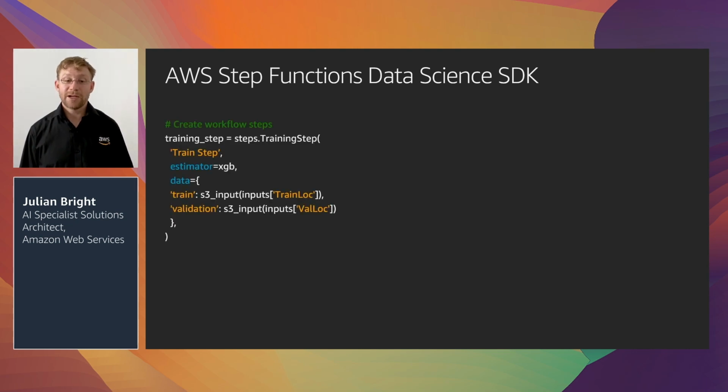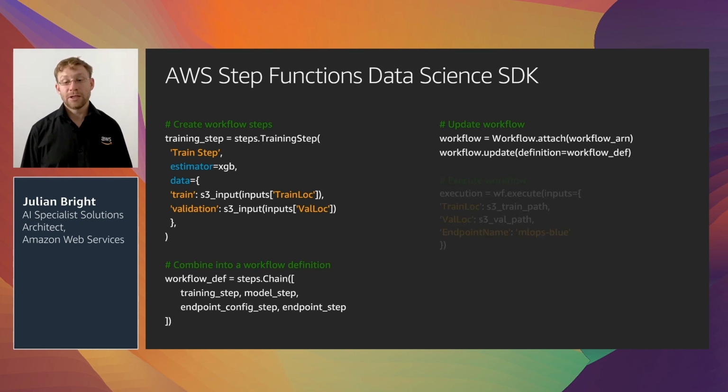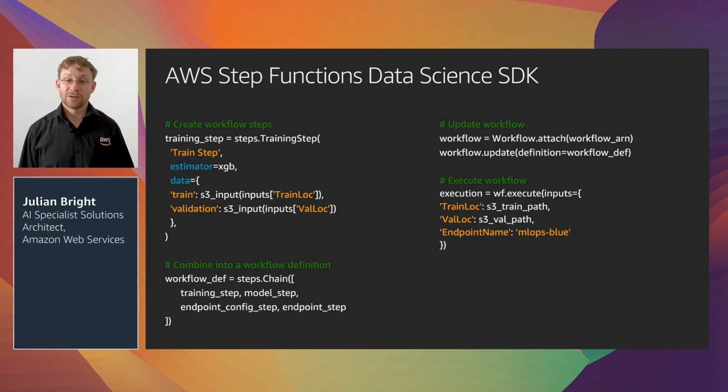Here's an example of creating a training step where you pass in the estimator code and some data inputs, then you chain these steps together to ultimately deploy that real-time endpoint. You can either update an existing workflow like seen here or create a new one. And then you can execute that workflow by passing in these input parameters, or you can use a CloudFormation template to do the same thing.